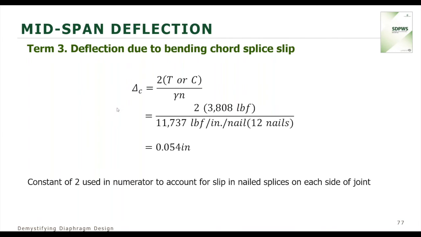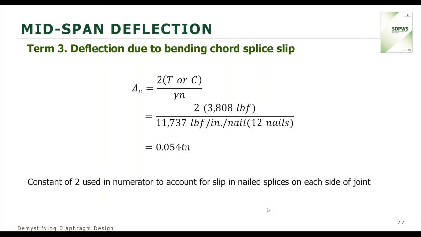Going back to the equation for determining the deformation at the nail or the chord splice, we get delta C equals 2 times the T or the C, whatever we're looking at, and the gamma over N. So we plug that over the strength level chord force, plug that into the equation, divide that by the load slip modulus for the fastener, and then we have 12 nails. Remember, we're looking at the cord splice at the 16 foot. If we were looking at the midspan, where we went up to 14 nails, we'd use 14 nails. So that equals 0.054. Now we use this 2, which is a constant, because we need to account for that slip on either side of that joint.